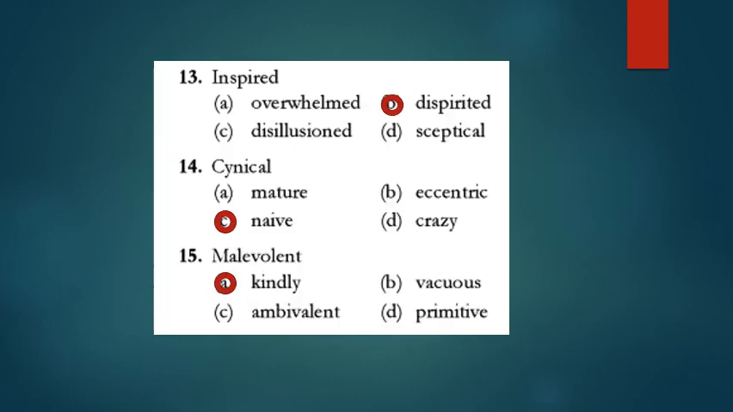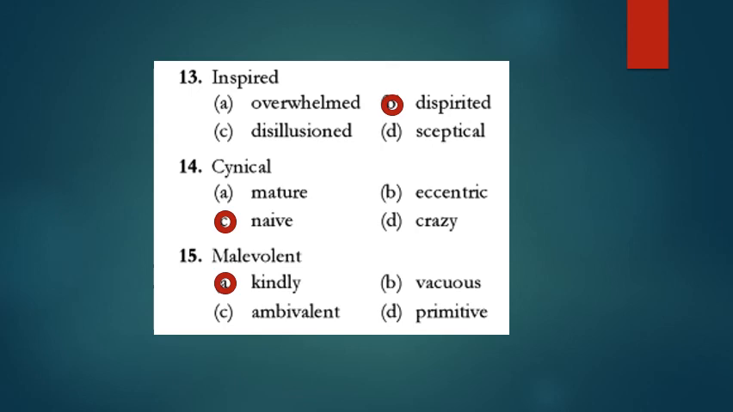Now let us see these last three words. Inspired, motivated. Now dispirited. Dispirited means what? It means discouraged. So inspired, dispirited, discouraged, inspired, motivated. Now disillusioned, disappointed, skeptical, doubtful. So the right answer will be B, dispirited, that is discouraged. Cynical, distrustful. Now mature, eccentric, very strange. Now naive is very inexperienced but at the same time innocent. So here naive, innocent, cynical, that will be the opposite word of that. So cynical, distrustful.